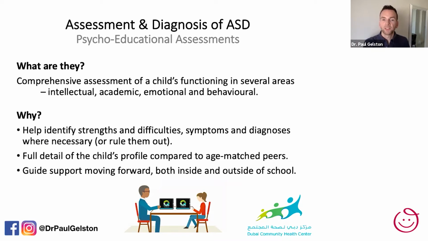So a psychoeducational assessment will always look at the child's skills in different areas. So you'll be checking their IQ, maybe their academics, and obviously their emotional and behavioural functioning, as well as their social skills. And a psychoeducational assessment identifies the child's strengths and difficulties and where their symptoms are, and it highlights a diagnosis if it's needed. So it gives all the information about the child's skills in these different areas, and how they compare to other children of the same age group.